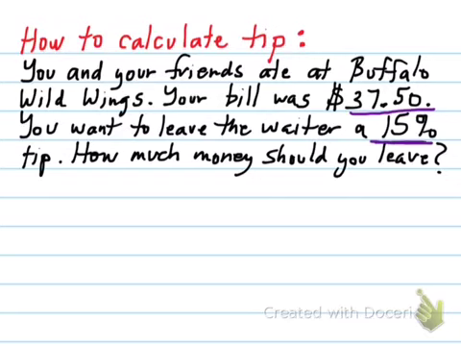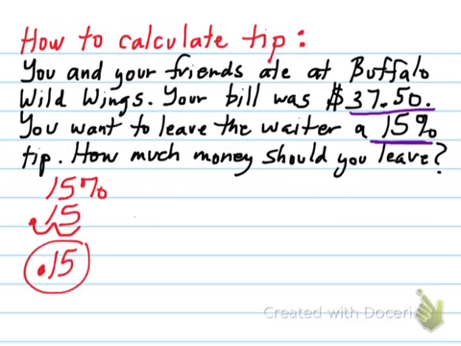So our first step is to convert the percent to a decimal. 15% as a decimal. Remember, I can just move the decimal point 2 places to the left if I want to make it a decimal. So 15% as a decimal would be 15 hundredths. So step 1, convert percent to a decimal. And then step 2, we multiply the total bill times the decimal. So if our total bill is $37.50, then we multiply it by 15 hundredths.